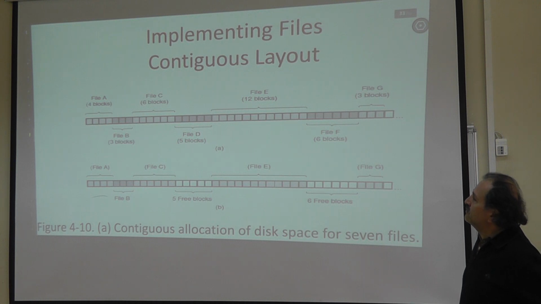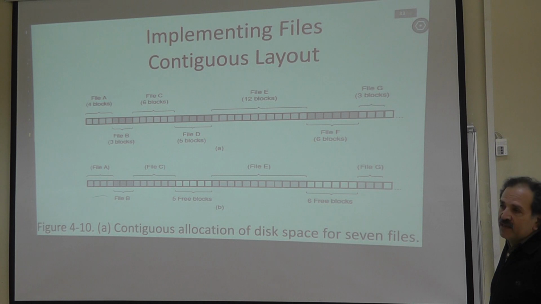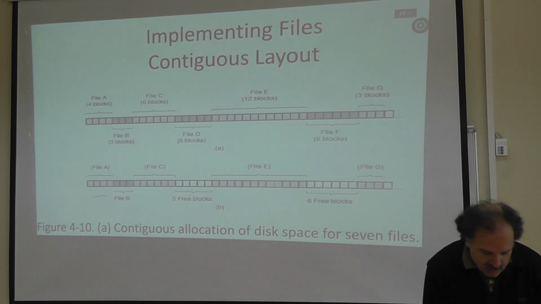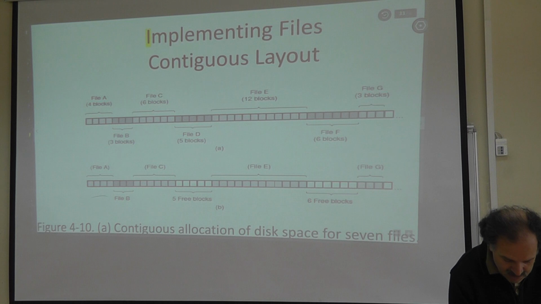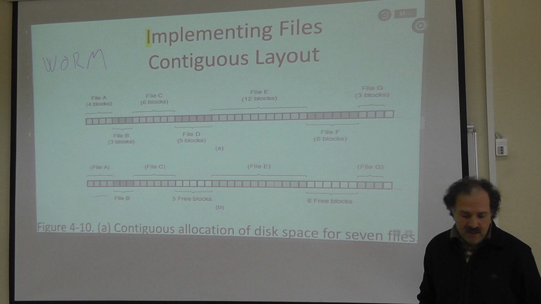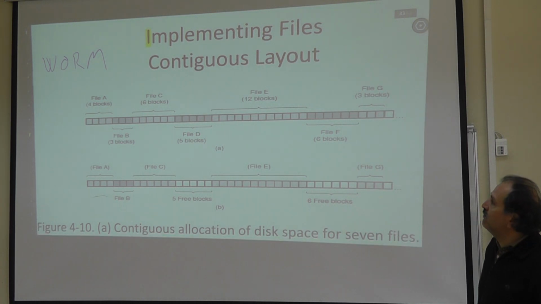So contiguous layout, since it is very convenient for sequential access, also it is very convenient for random access too. Contiguous layout is still used for the CD-ROMs, DVDs, and that kind of write once, read many storage units. They are called write once, read many storage units. Okay, warm storage units. For those kind of storage units, we use this kind of allocations.